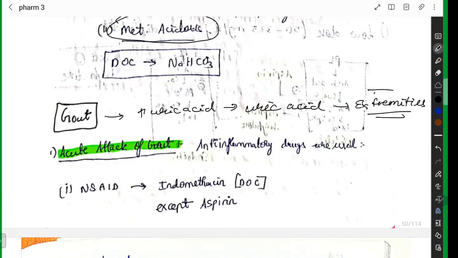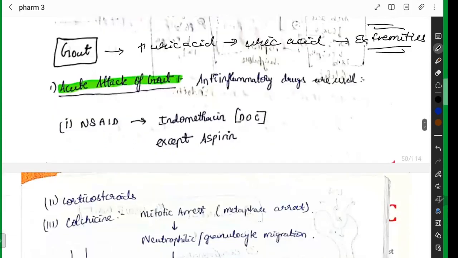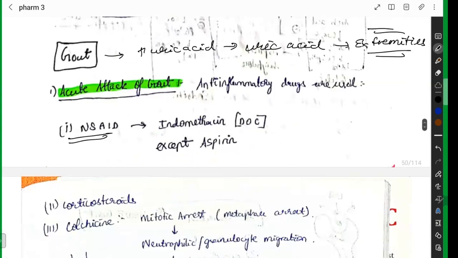Now you want to decrease the inflammation in the acute gout patient. So you're going to give an NSAID, indomethacin. Indomethacin is the drug of choice, but you should not give aspirin. Why? Because aspirin itself is an acidic drug, it increases the conversion of uric acid into uric acid crystals. So you're not giving aspirin; indomethacin can be given.